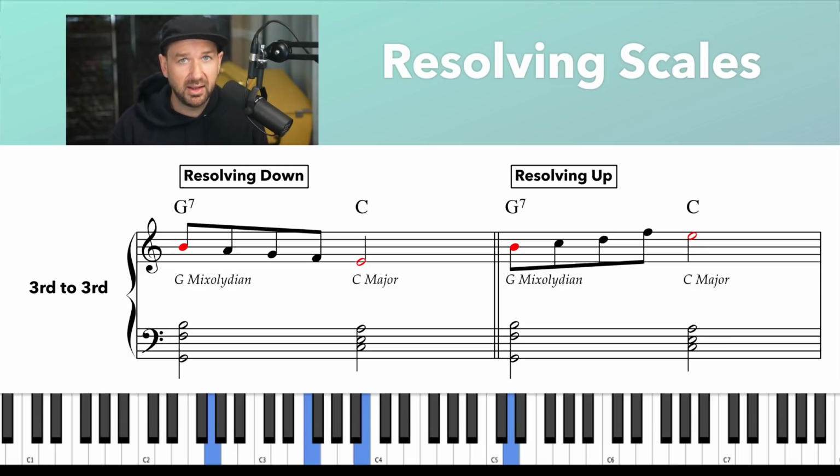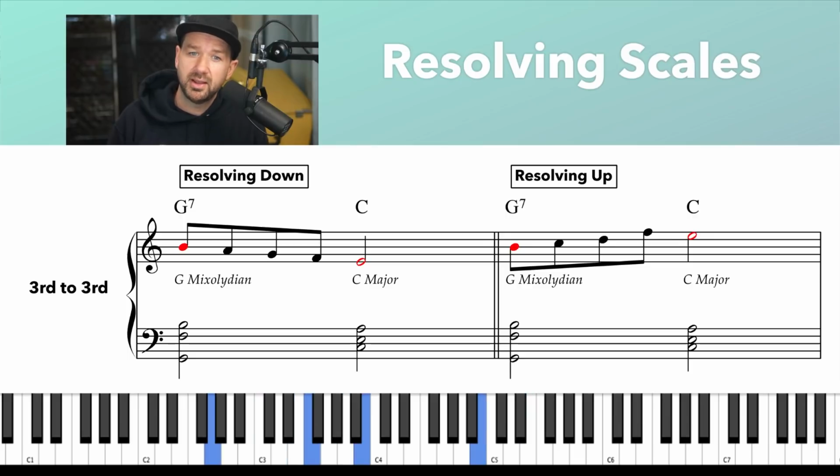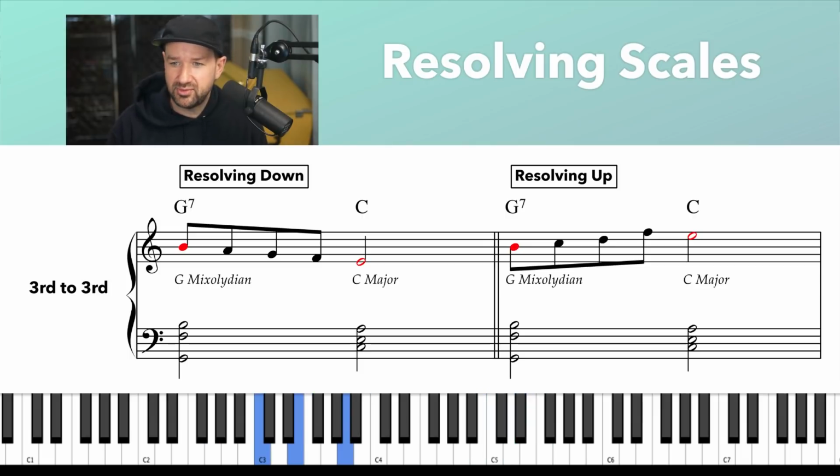We could, again, add a chromatic tone. That works too, but let's stay diatonic. Let's stay in the key of C. And we can go third to third going up. Again, in my left hand here, I'm just playing a very simple 5-1, G7 to C voicing, C major 6 voicing, technically. But there it is, third to third.